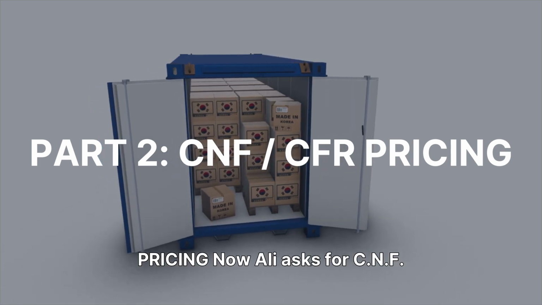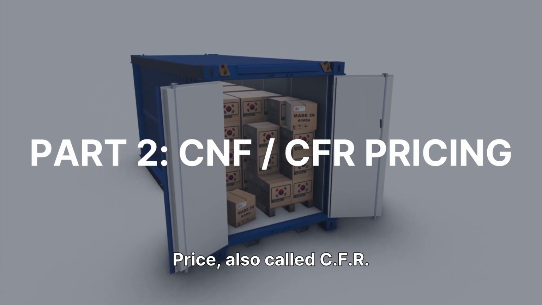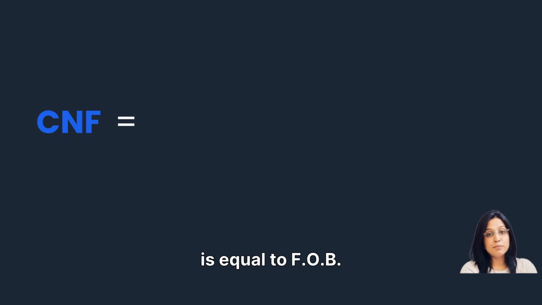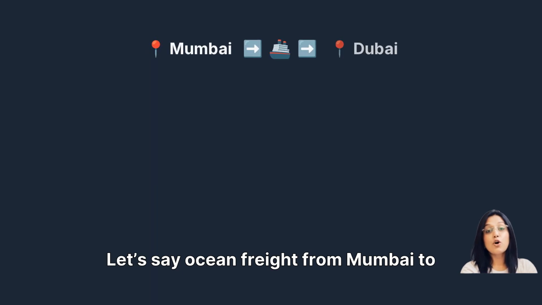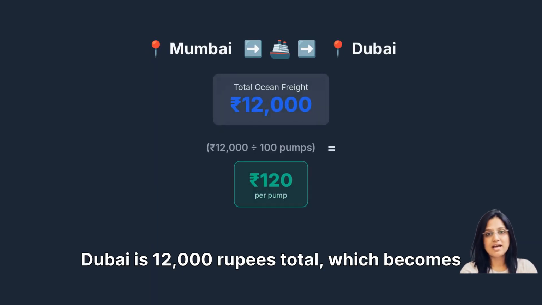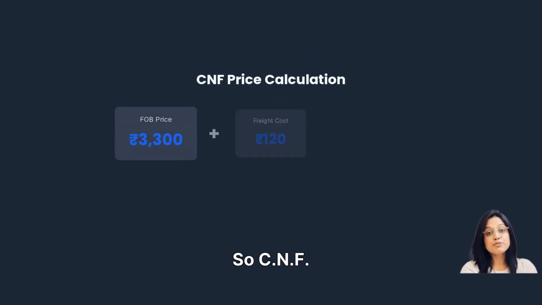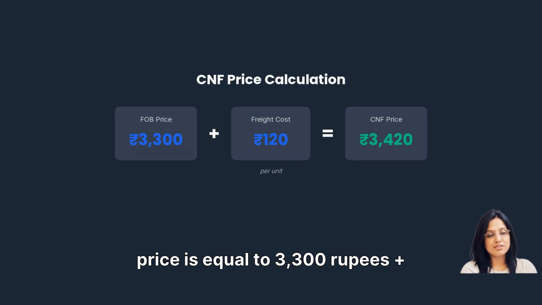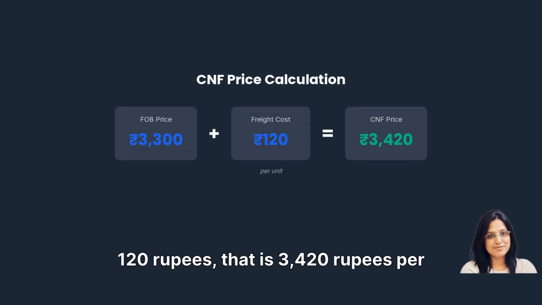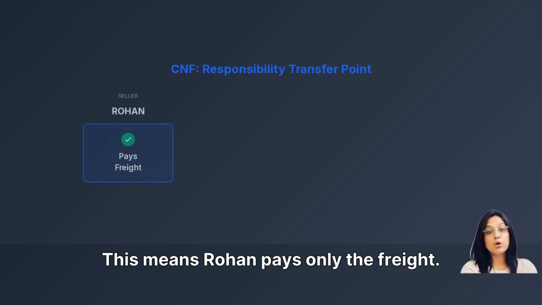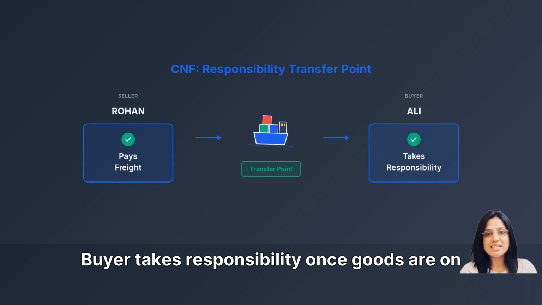Part 2: CNF or CFR pricing. Now Ali asks for CNF price, also called CFR. CNF is equal to FOB plus freight cost. Let's say ocean freight from Mumbai to Dubai is 12,000 rupees total, which becomes 120 rupees per pump. So CNF price is equal to 3,300 rupees plus 120 rupees, that is 3,420 rupees per unit. This means Rohan pays only the freight. Buyer takes responsibility once goods are on the ship.